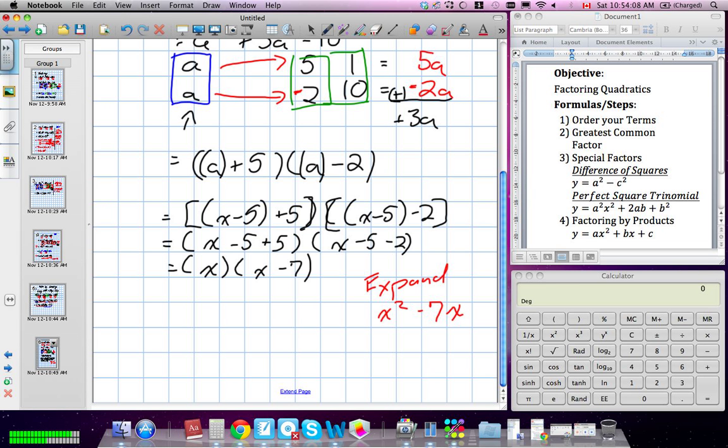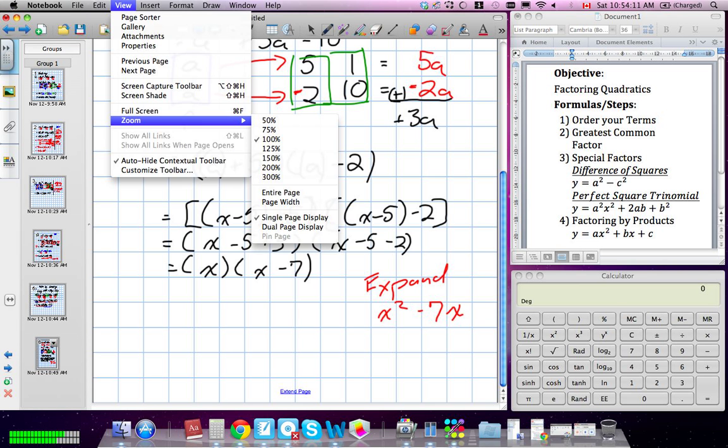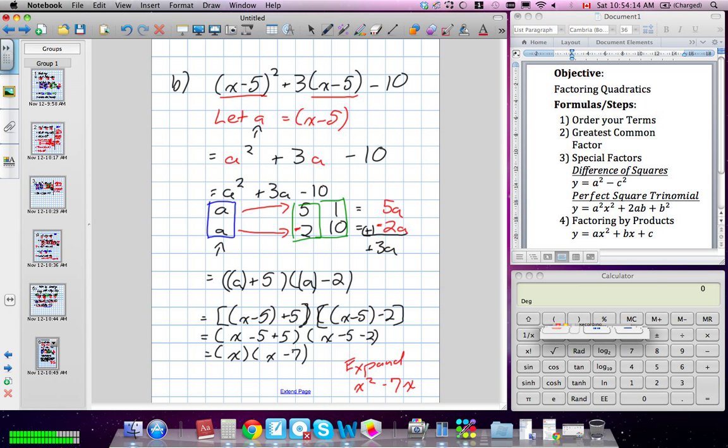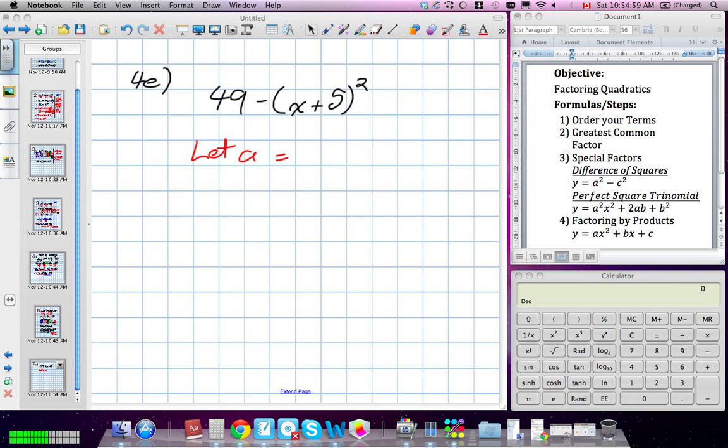That makes sense to you? Yeah. So like you said, we're going to replace x plus 5 with a, so that a equals x plus 5. So now what do we get? We get 49 minus a squared. Let's put them in order. When we put it in order, we get negative a squared plus 49.